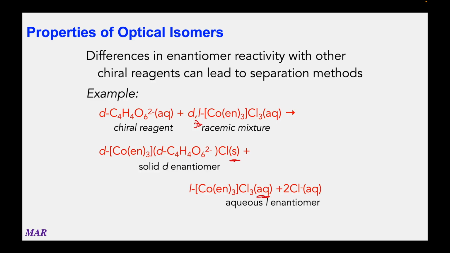Well, hey, if you get a solid, you can filter it out, decant, all that kind of stuff, and get it away from the other one, the left version. This is how they can sometimes separate these things, which is just crazy. But again, first you have to identify that you have a mixture and the possibility of chirality before you can apply these kinds of things.